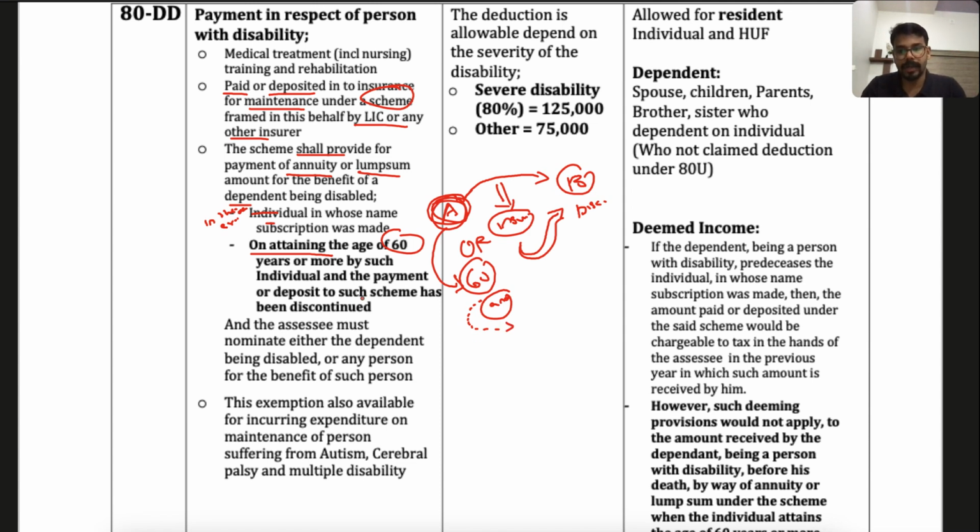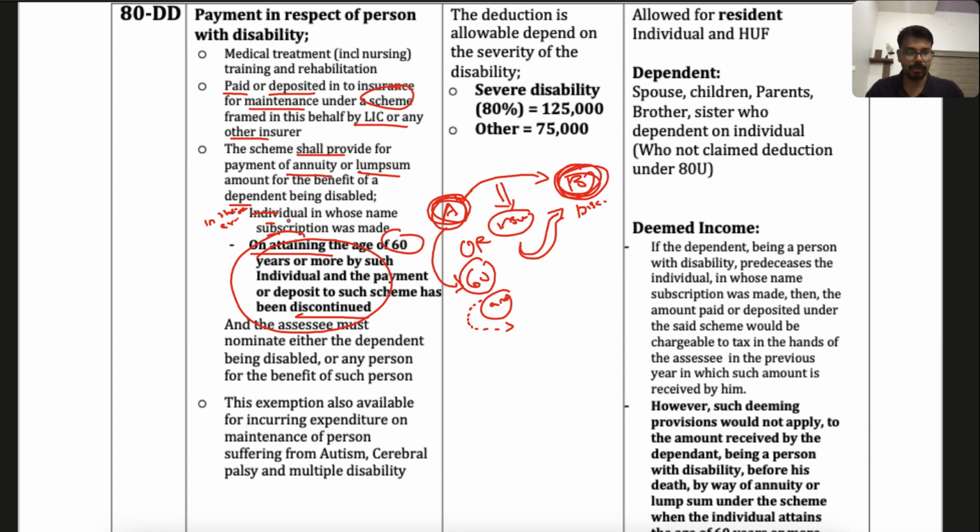Like, so that is also discontinued. So in that event also, the insurance companies shall start paying to Mr. B. That is how the scheme shall provide for. Okay, so that is a new amendment.